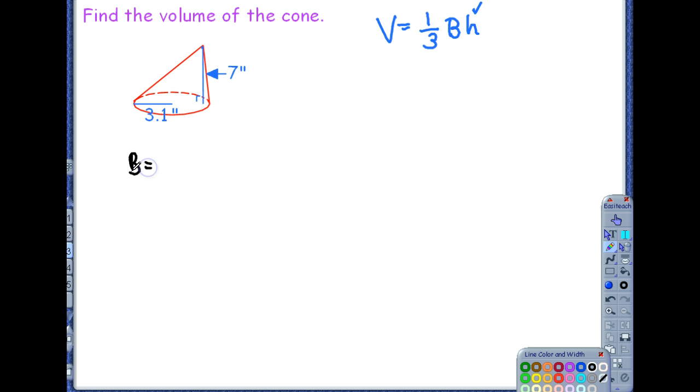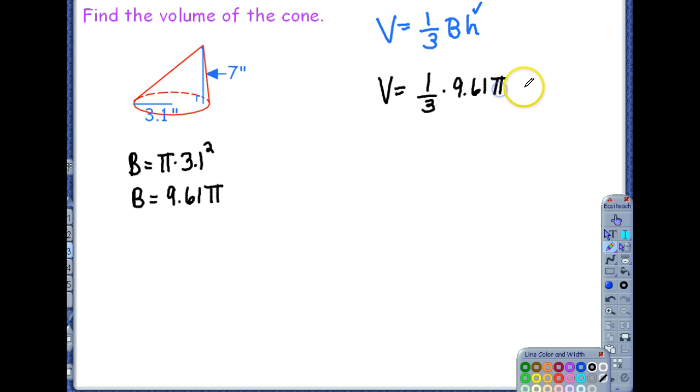Okay. So to find the area of the base, you do pi times 3.1 squared. Which 3.1 squared gives us a 9.61, and then pi. Don't forget the pi. Yeah, pi. And I'm going to go ahead and substitute that in. So 1/3 times 9.61 pi times the height of 7. Okay, let me do that since we have decimals there.